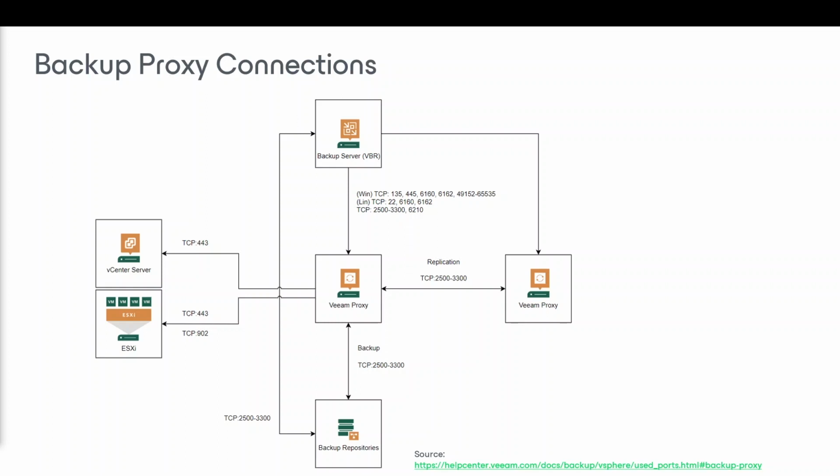You'll see that TCP 2500 to 3300 is used quite often. These are also known as the data ports, over which we will transfer all the backed up data between our Veeam components, right? Again, not all of the ports are listed here because it all depends on which components you are using, especially with backup repositories. There are lots of options. So this only lists the most commonly used ports, right? On the link or in the user guide, if you look for the ports section for backup proxy, that's where you can find all of the other ports.